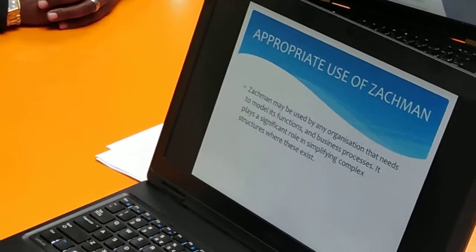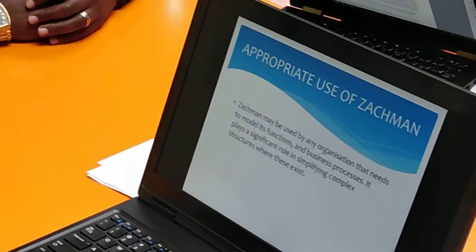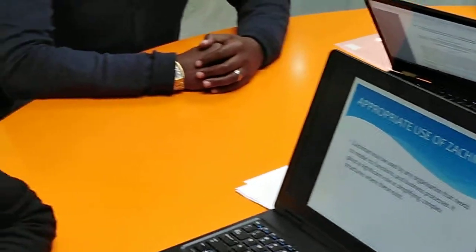Zachman may be used by any organization that needs to model its functions and business processes. It plays a significant role in simplifying complex structures where these exist. The real-life example of the Zachman framework.